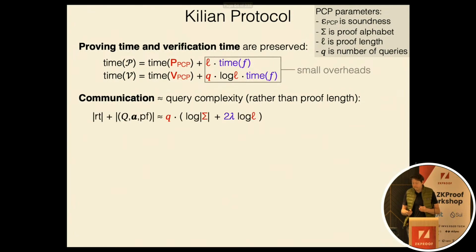The other point is that instead of sending the entire PCP, now all you sent was a little hash for the root, that's like lambda bits, and then the query answers and proofs. And if you remember, in a Merkle tree, the opening proof is the list of digests from that location to the root, so that's logarithmic in the length of the PCP. So you have some logarithmic factor. Think about it as just the number of queries, okay, to a first order. So essentially, we live in this world where your communication complexity in a succinct argument is basically the query complexity of the underlying PCP.